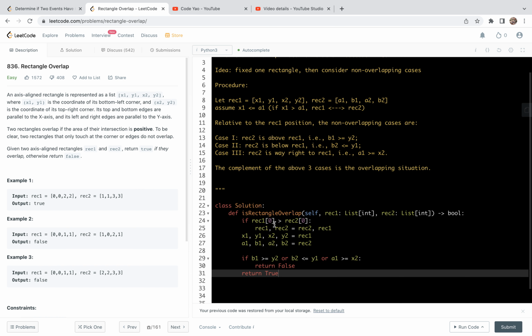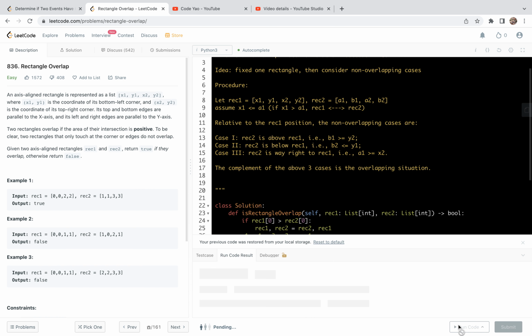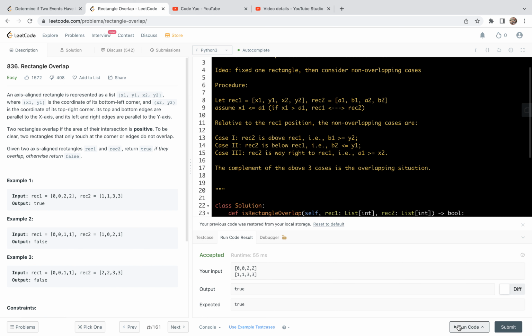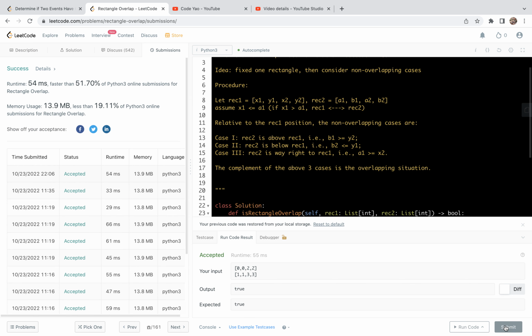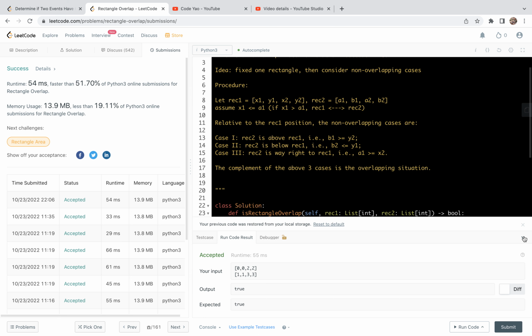With that said, let's first do a check. Yeah, it passes the first example. Now let's look at the generic case. Yeah, it passes all the generic cases.